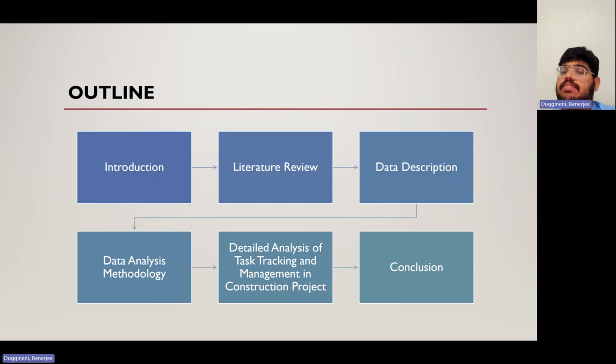Moreover, this project aims to leverage data analysis techniques, like using Python, for better task tracking and the identification of bottlenecks, like what are the key issues and how can we minimize those hurdles, such that we can reduce the cost and time, and deliver the output in a more efficient way.